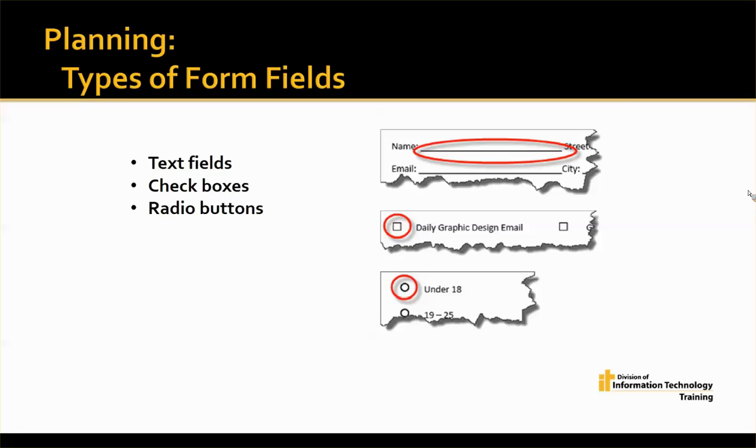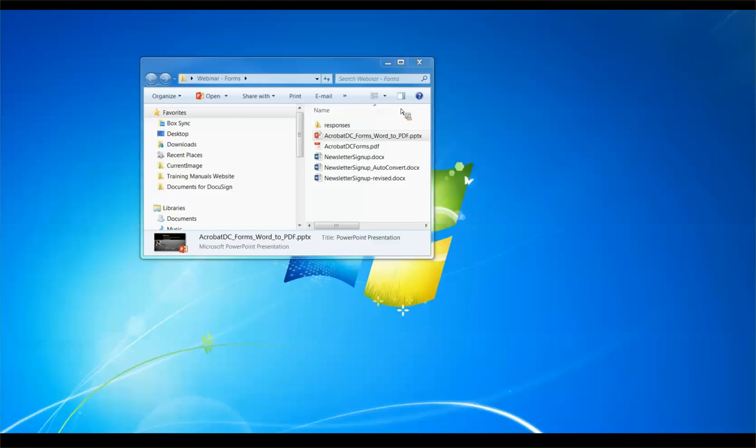So let's open a couple of Word documents now, and we'll get started. Let me take down my PowerPoint. And I've got a Windows Explorer open here, so I can just open something, and we'll first look at my first newsletter, just newsletter sign up.